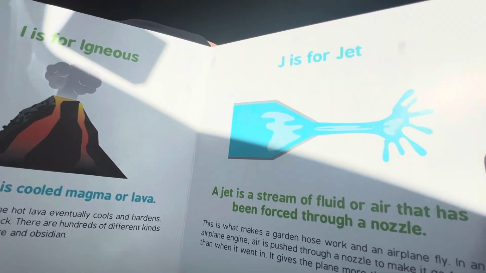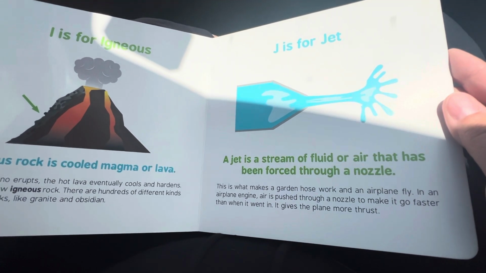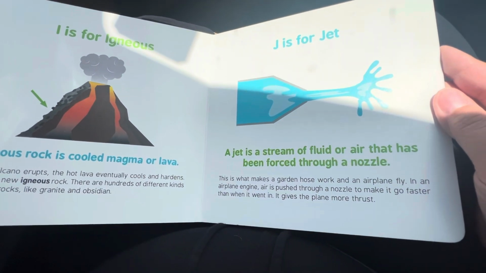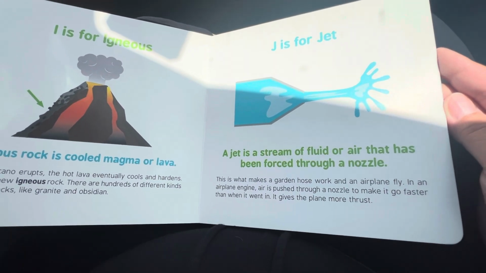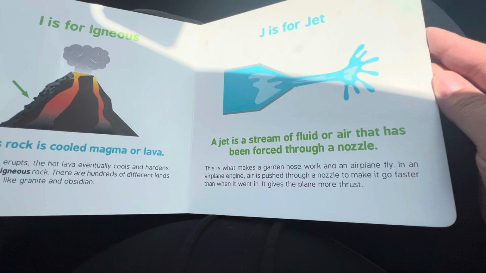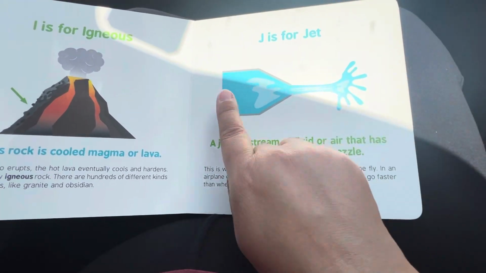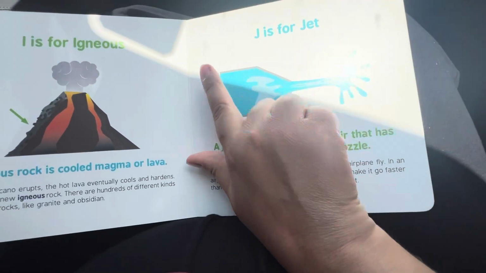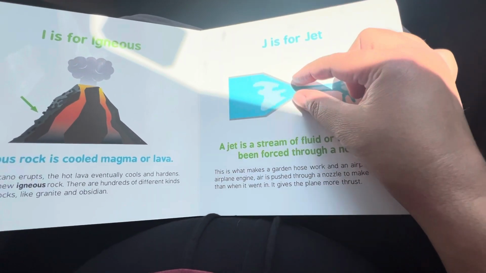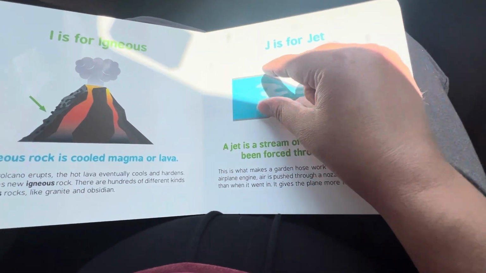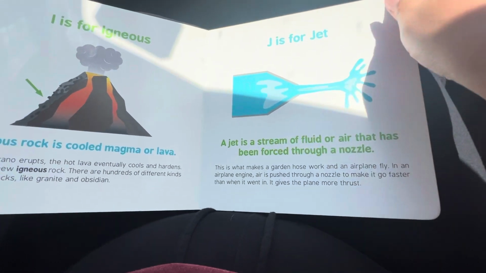J is for jet. A jet is a stream of fluid or air that has been forced through a nozzle. This is what makes a garden hose work and an airplane fly. In an airplane engine, air is pushed through a nozzle to make it go faster than when it went in. It gives the plane more thrust. So all of this is coming, and it has mass and speed, and when you pinch it, in order for all of this water here to get through, it has to have more force and be going faster.